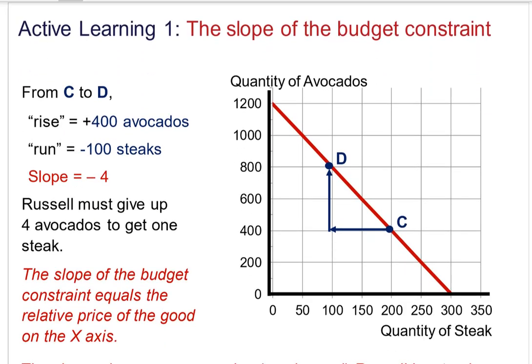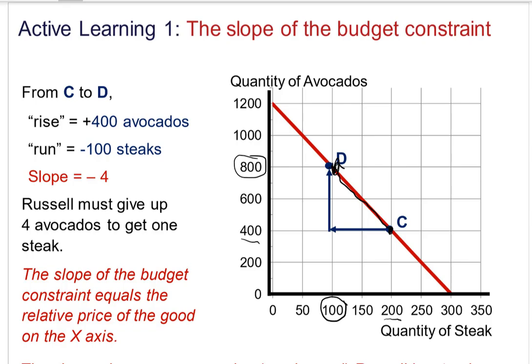So let's say right now Russell is at point C. He is basically consuming 200 steaks and 400 avocados given this point here. Now he would like to move along this curve to D, point D here. So point D right here gives him 800 units of avocados and 100 units of steaks.